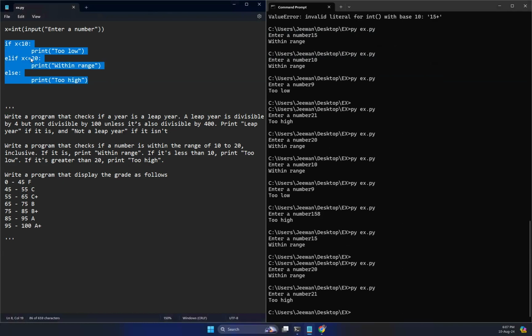Now here, why have I not checked whether the number is greater than 10? Do I need to check whether the number is greater than 10 here?